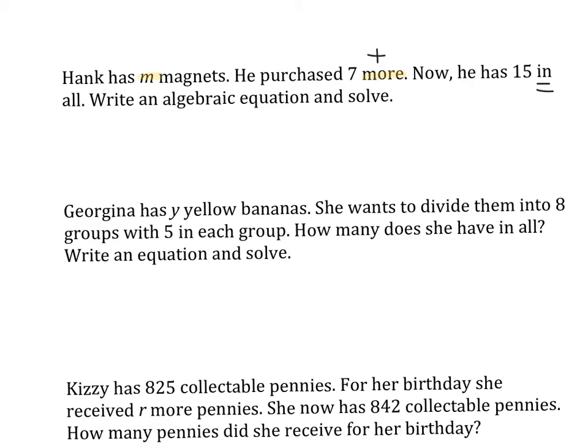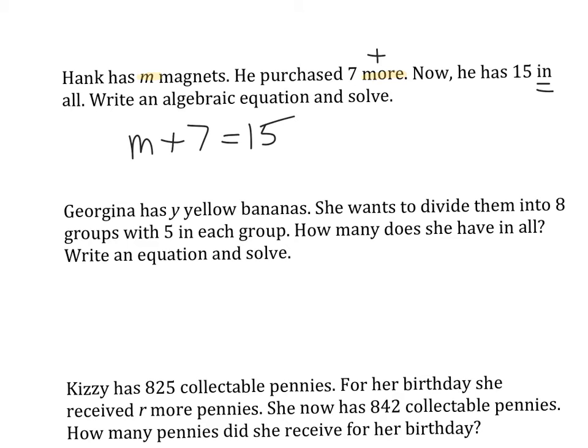Okay, so now when we're writing our equation, we can think, okay, he has M magnets, so we write down that M first. He purchased 7 more. Okay, that more means that we added 7. Now he has 15 in all. So in all is equals. So our equation is that M plus 7 is equal to 15. Okay, so then we can figure out how many magnets he had to start with.